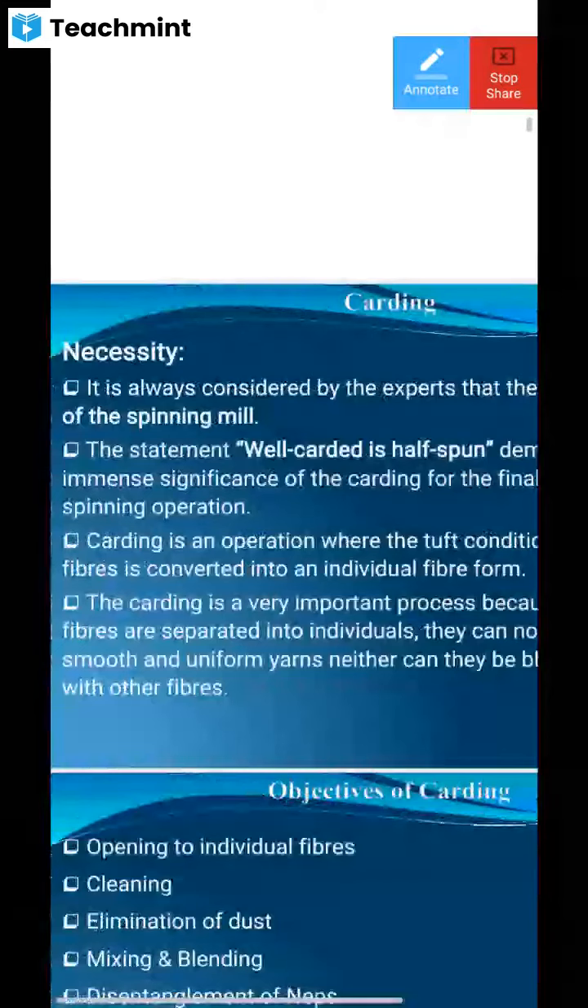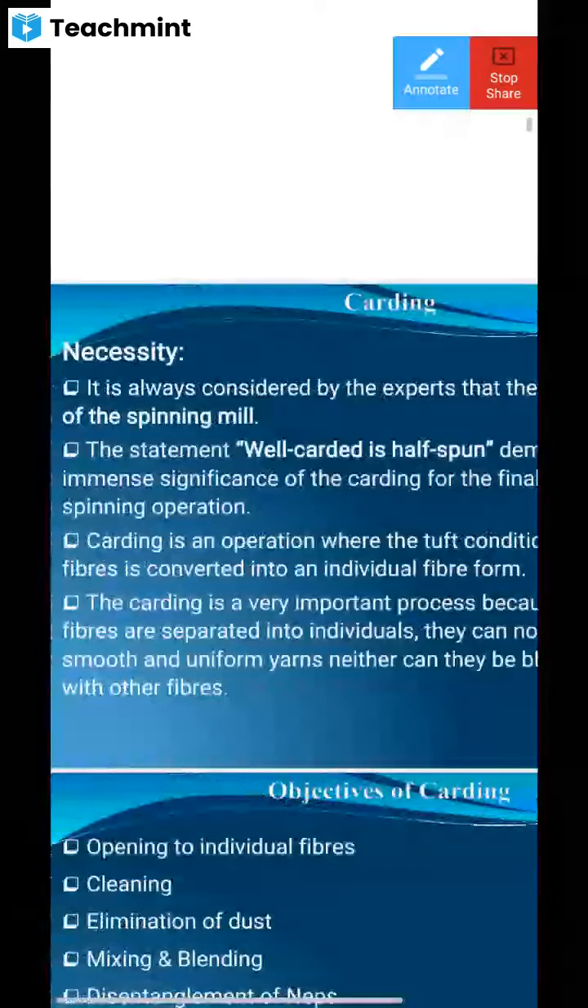You write like this: elimination of short fibers. Short fibers are completely eliminated in the carding and flats area. The flat strips have short fiber only. Then the sliver formation: the lap form is converted to sliver formation.